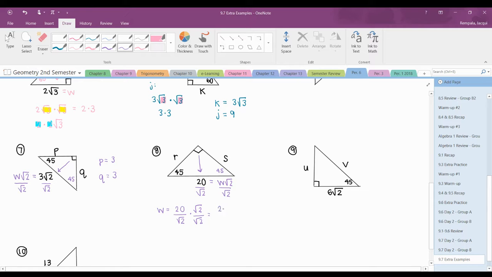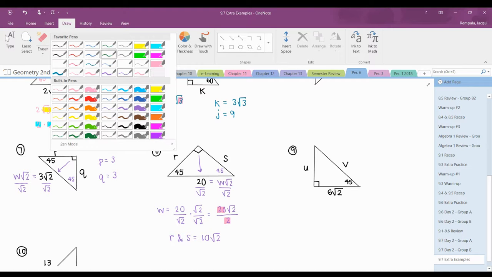When I multiply straight across, I get 20 root 2 on the top. Square root of 2 times the square root of 2 will be 2. And then notice that we have some numbers that are outside of that radical. So I get to divide those, and I get 10 with the square root of 2. Now, because that is representing W, which is the shortest side, and that happens to be both of the legs, that means that both R and S equal 10 root 2.